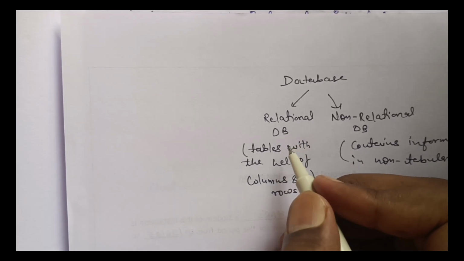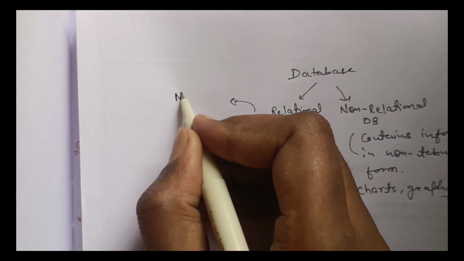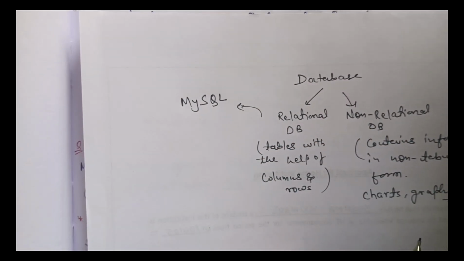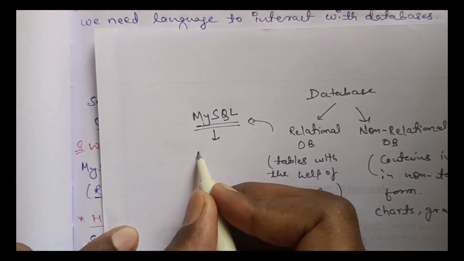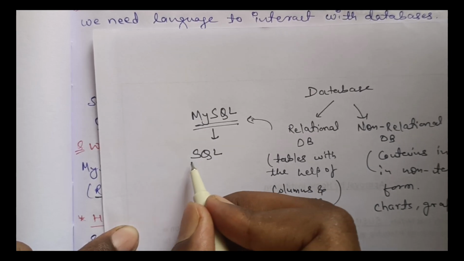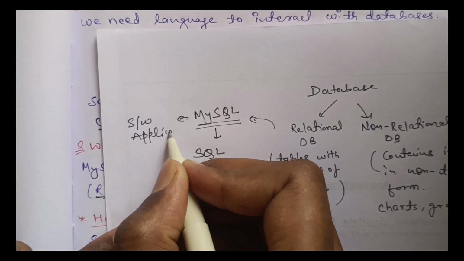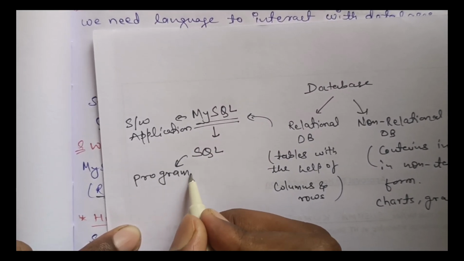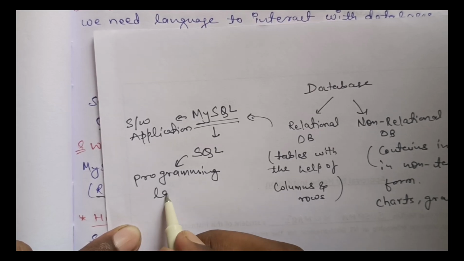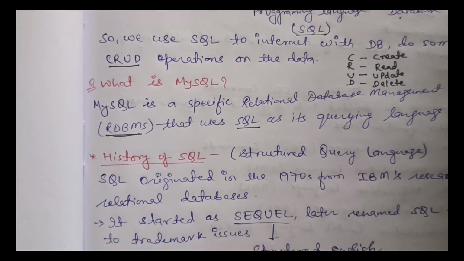So the relational database is used in MySQL. So MySQL is a relational database operating software application, and MySQL works on the programming language called SQL. MySQL is a software application and SQL is a programming language.